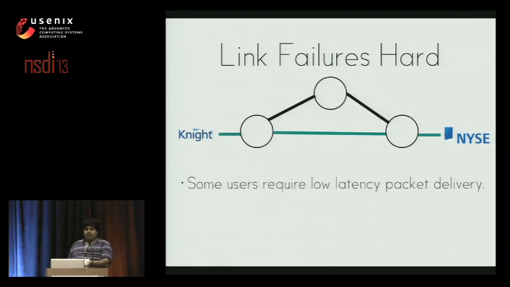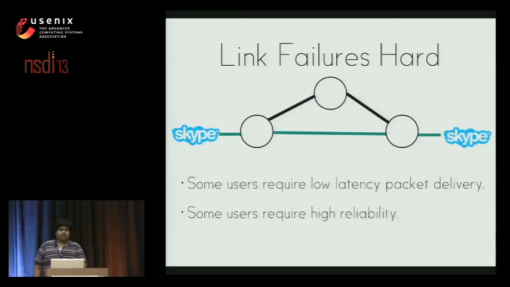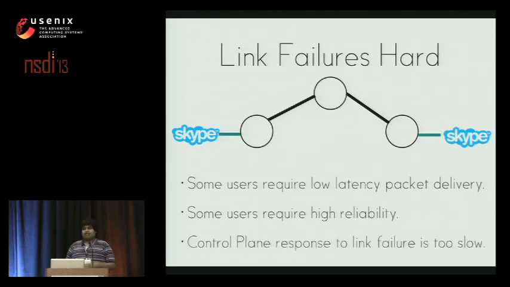Like we have high-frequency trading firms like Knight that require low-latency access to the stock exchange, for instance. Or we have telephony applications happening over these networks where users require high reliability. And in these cases, having the control plane deal with link failures is actually pretty expensive because you have to wait for convergence, and that could be forever.